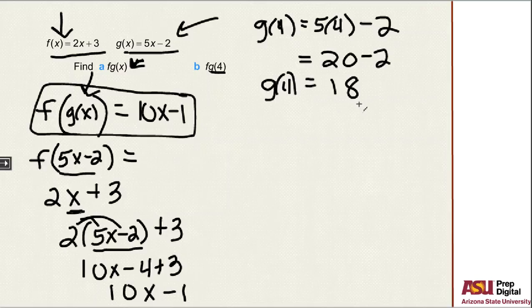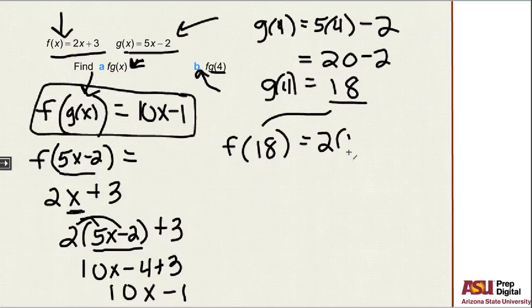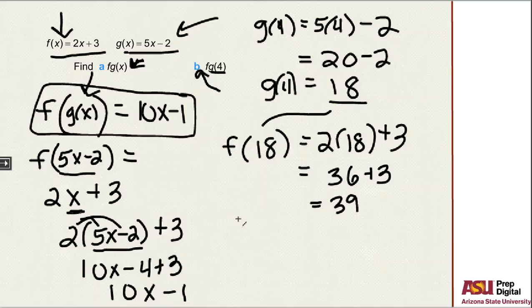So now I'm going to take g of 4 and put it into my outside function. So now I'm going to find f of 18. And remember to use the f rule now. So we're going to do 2 times 18 plus 3. So that's equal to 36 plus 3, which is 39. So my final answer, f of g of 4, is 39.